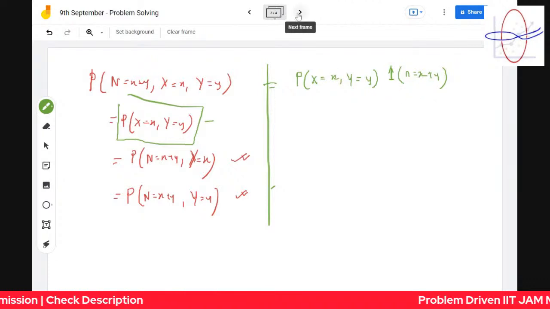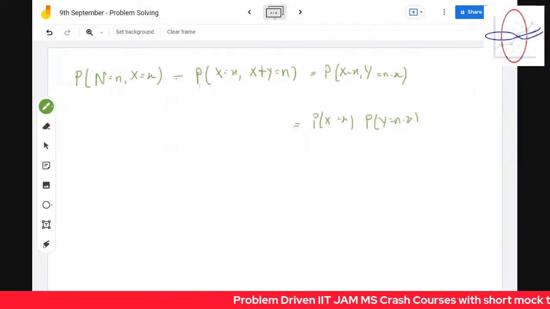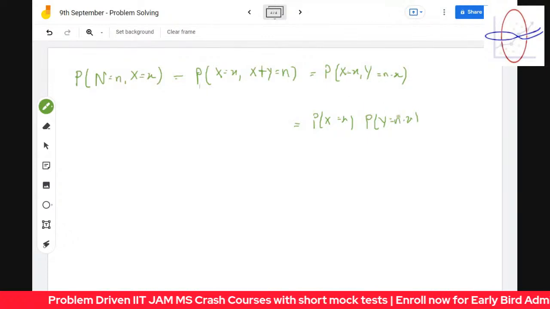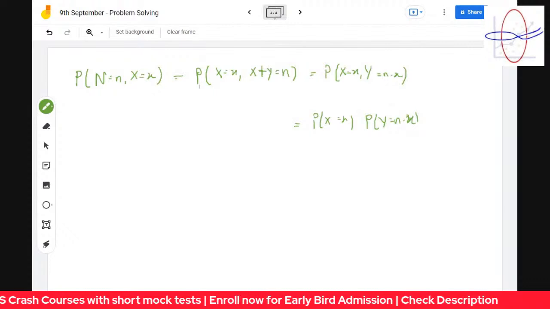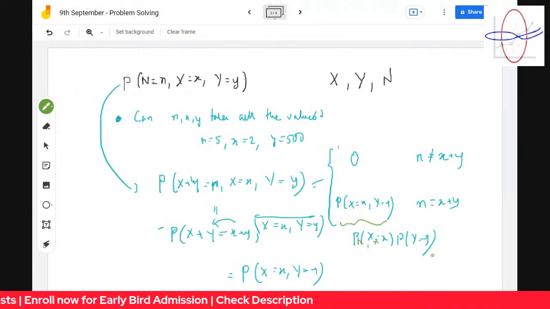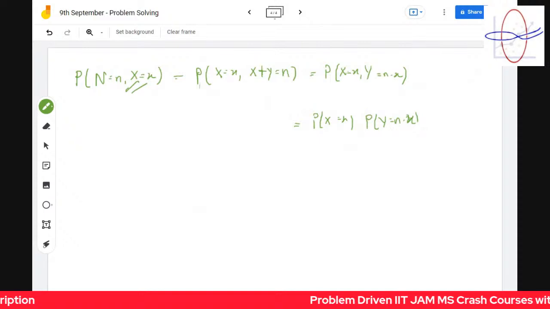So it's not the same. You understand that it's a function of x, y, and n, whereas here it's a function of x and n. Okay, there's a difference. You understood? Here it's a condition: n must be equal to x plus y. That condition is there, but here there is no such condition. Did you understand, guys? Thank you for the question.